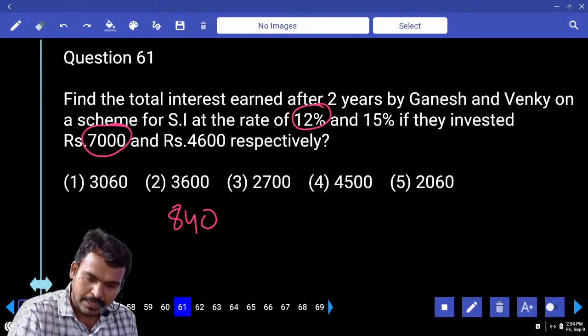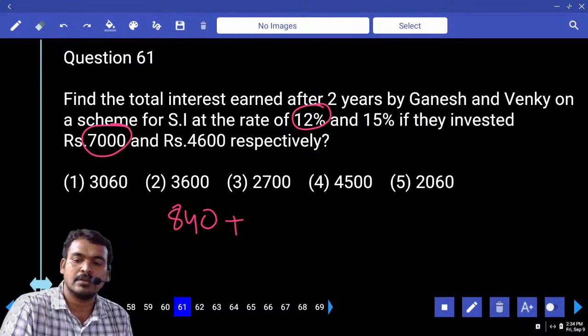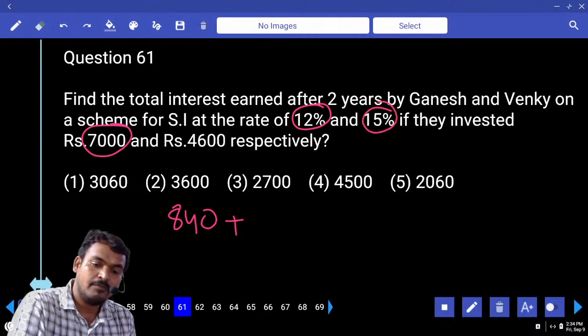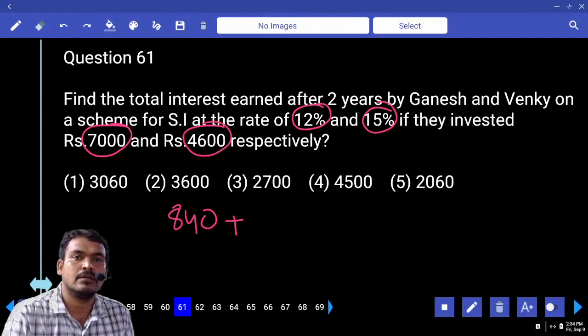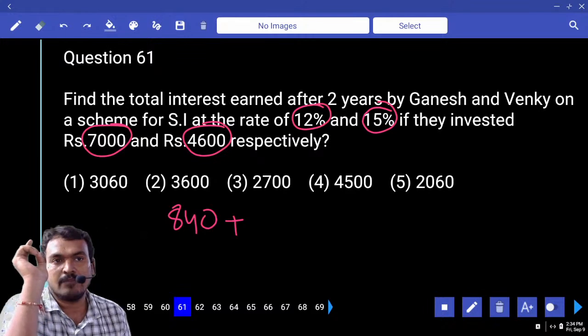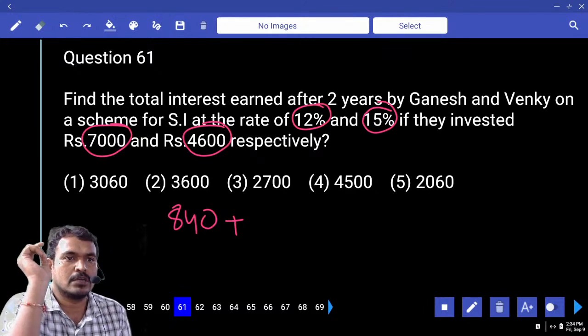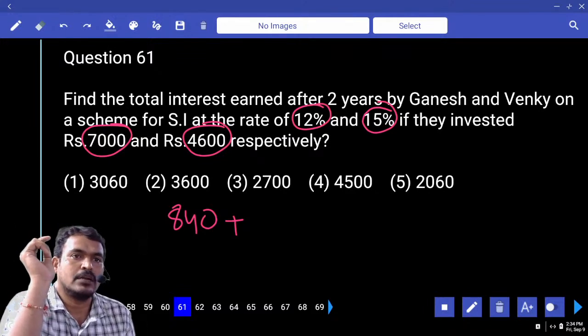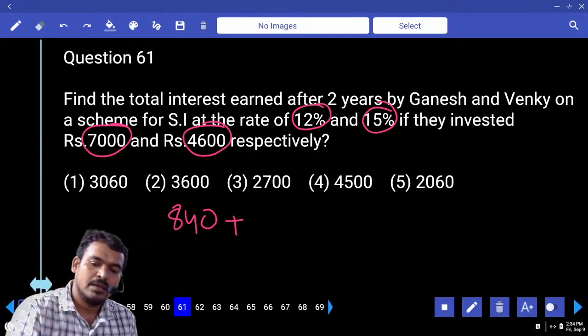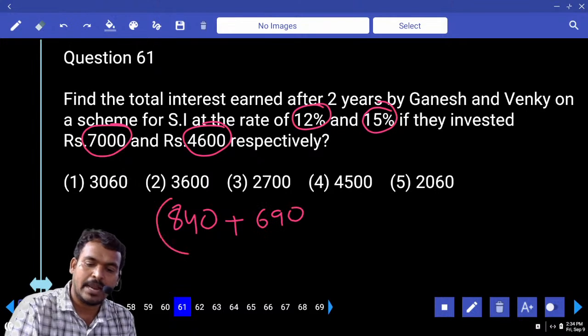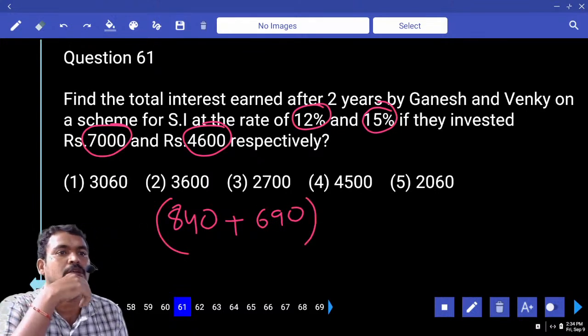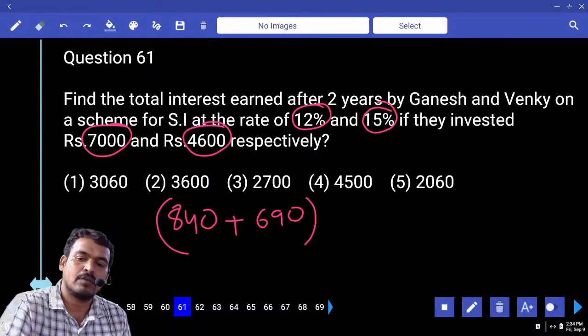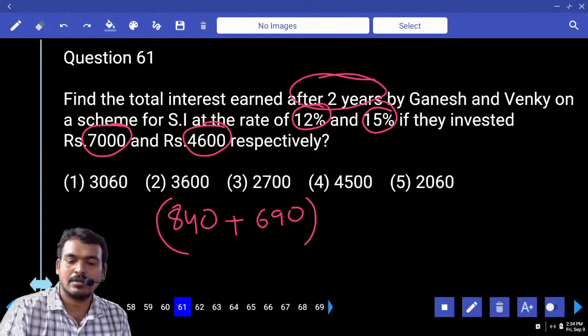840. Yes. Second one, what is the rate of percent? 15%. Of which value? 4,600. What is the 10% of 4,600? 460. 5%? 230. 460 plus 230? 690, or not? Okay. These two are adding, do we get the 1 year interest or 2 years interest? 1 year interest. But we required after how many years? 2 years. Multiplied by 2 times or not?